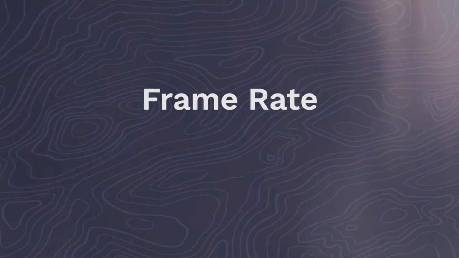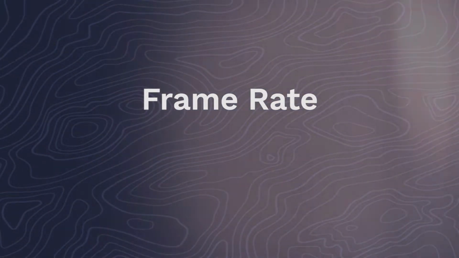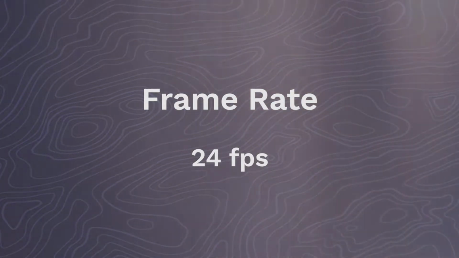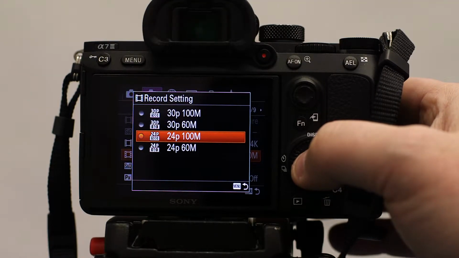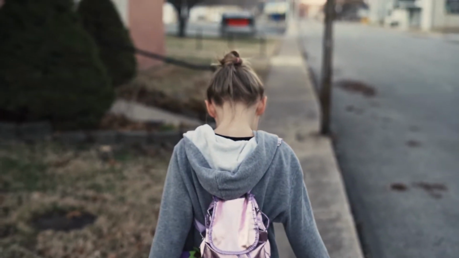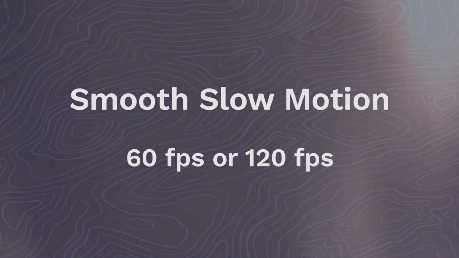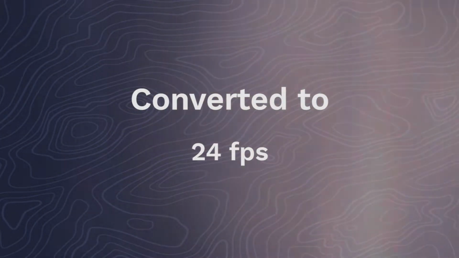Next, determine which frame rate you will be filming in and what your timeline's edit frame rate will be. For me, I like 24 frames per second timelines. So I will shoot in 24, unless I want smooth slow motion. For slow motion B-roll, I will shoot in 60 frames per second or 120 frames per second and later convert it to 24 frames per second in the timeline.